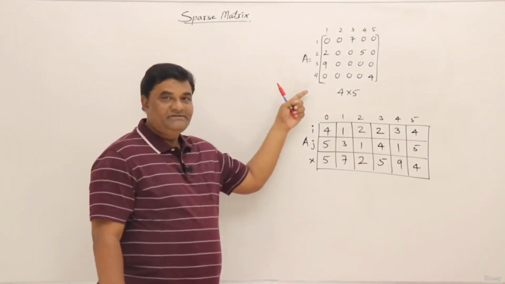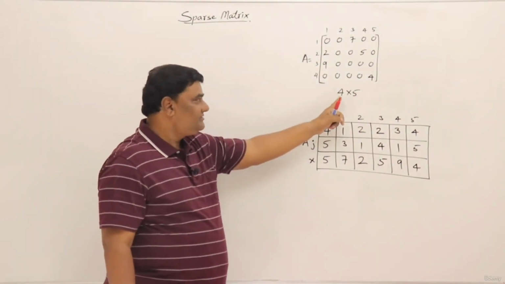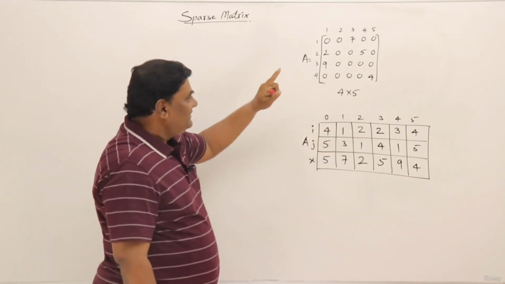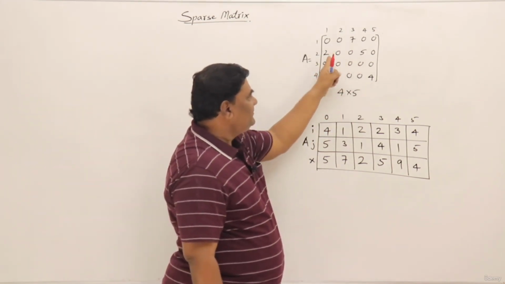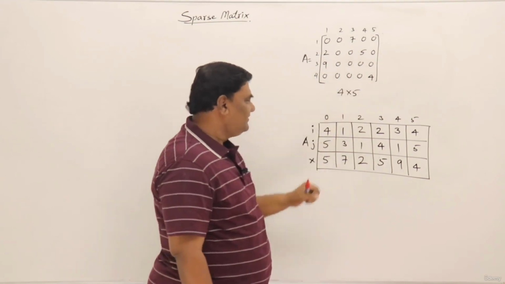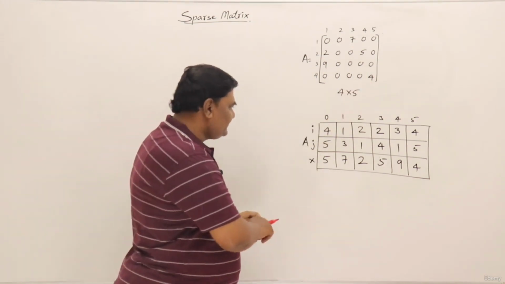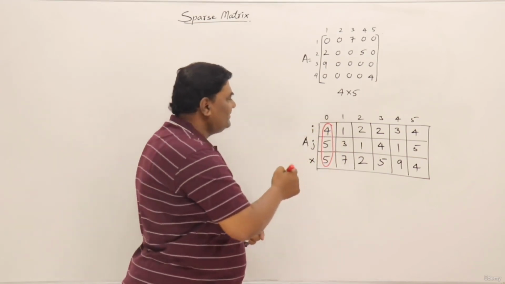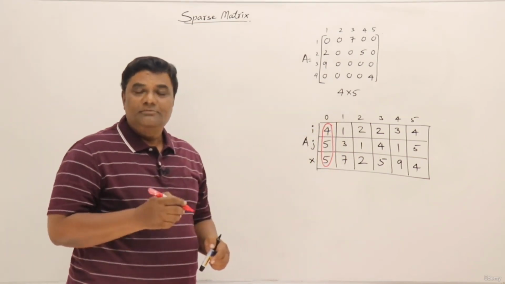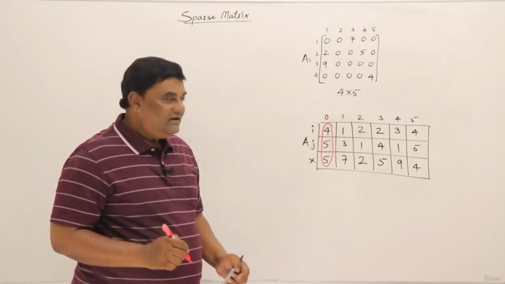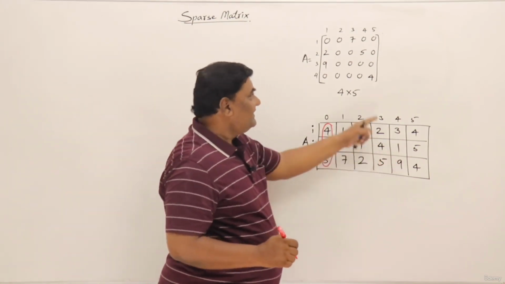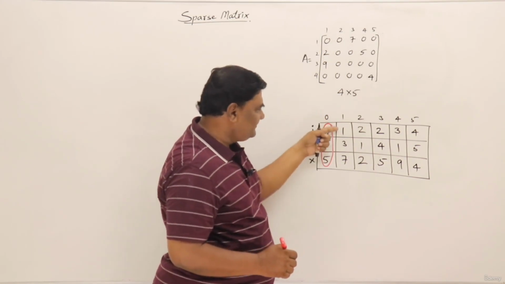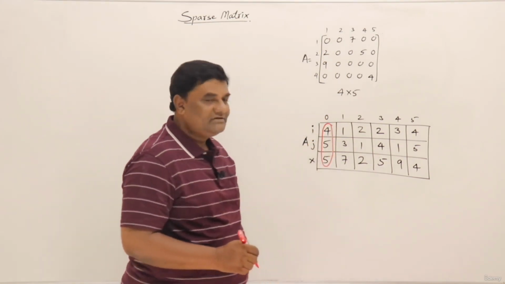In this example sparse matrix, this is of dimension 4 cross 5, that is 4 rows and 5 columns. There are 5 non-zero elements, 1, 2, 3, 4, 5. So this first tuple is about dimension and number of non-zero elements. Then these are all non-zero elements, like the first element is at first row and third column and the element is 7.